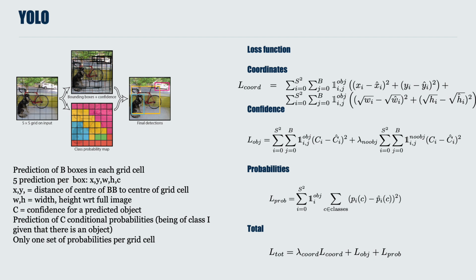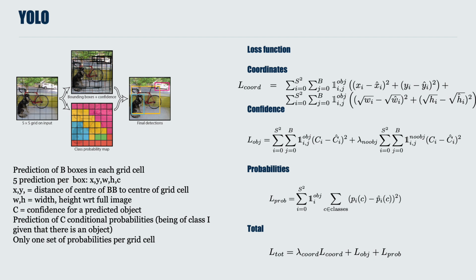The x, y is the distance of the center of the bounding box to the center of the grid cell. And the width and the height are always given with respect to the full image. And they give the confidence for a predicted object, which is a conditional probability given that there is an object. The thing is that even though they propose multiple boxes per cell, they only set one set of probabilities per grid cell, so it can only be associated to one class.